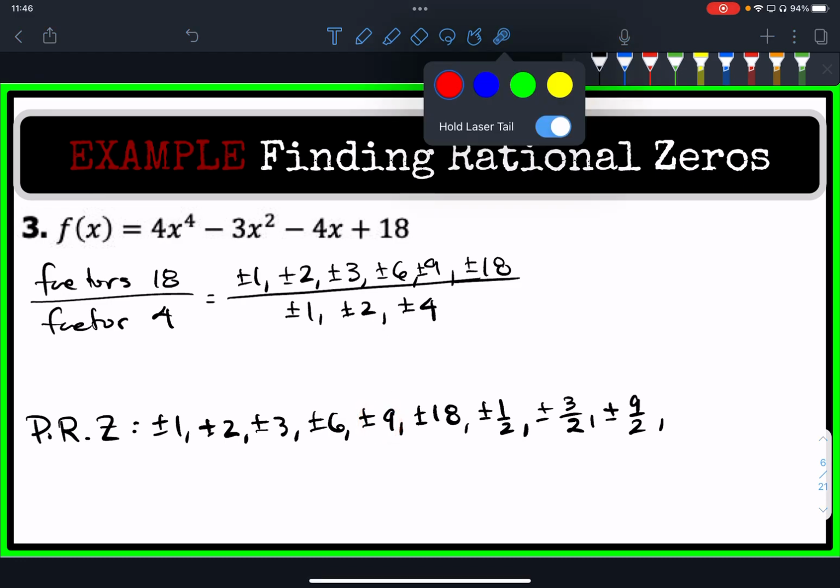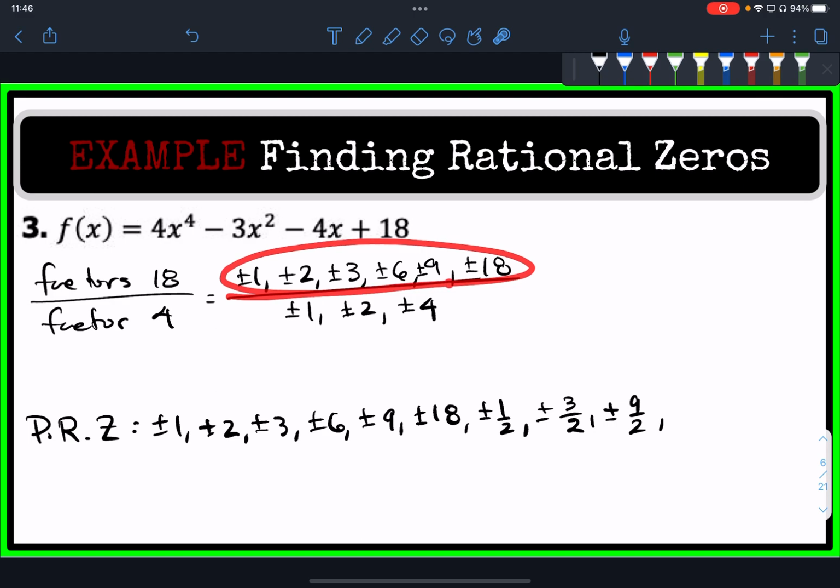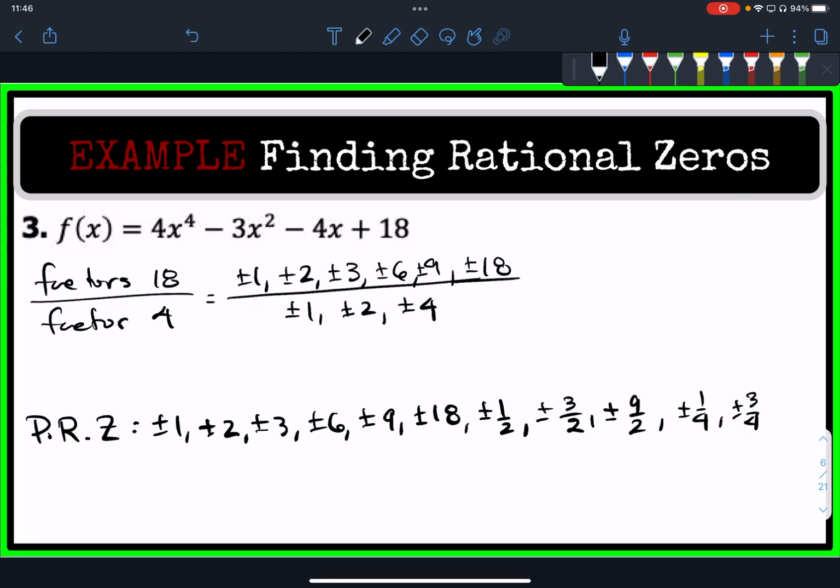And then we just do the same thing one more time, but this time dividing, again, all of the factors of 18 by the last factor of 4, by 4. So 1 divided by 4 is 1/4. 2 divided by 4 is 1/2, which is again already on the list. 3 divided by 4 is 3/4. 6 divided by 4 is, no, I'm sorry, 3 over 2, which is already on the list. 9 divided by 4 is 9 over 4.